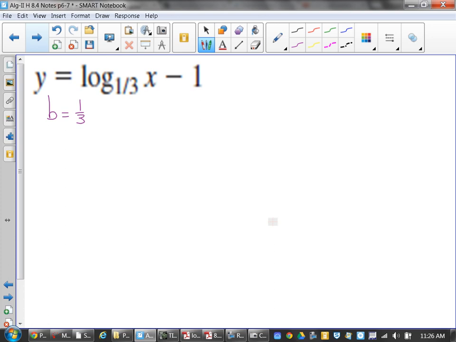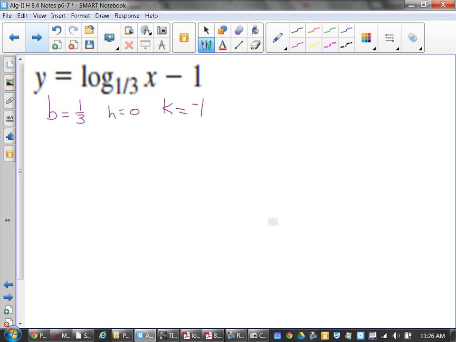Because there are no parentheses, this is a nice trick, and that's why I picked this one first. Your h value will always be within parentheses. Since there are no parentheses, there is no h. Your k value is minus 1. So my h value here is 0. My k value is -1. We okay with that?